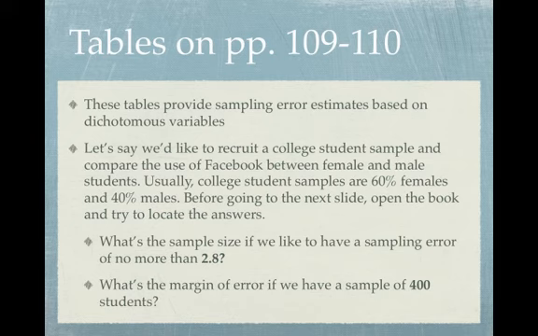So before going to the next slide, I want you to open your book and try to locate the answers to the following questions. What is the sample size if we'd like to have a sampling error of no more than 2.8? And what's the margin of error, or the sampling error, if we have a sample of 400 students?